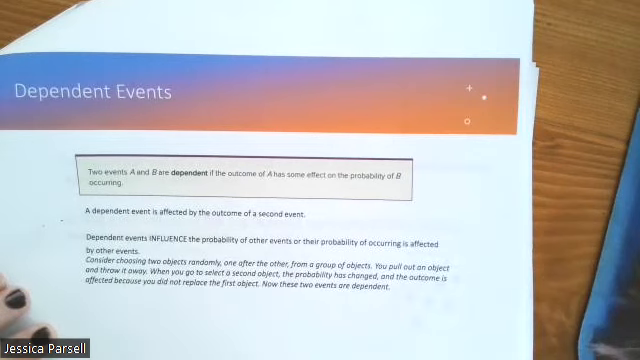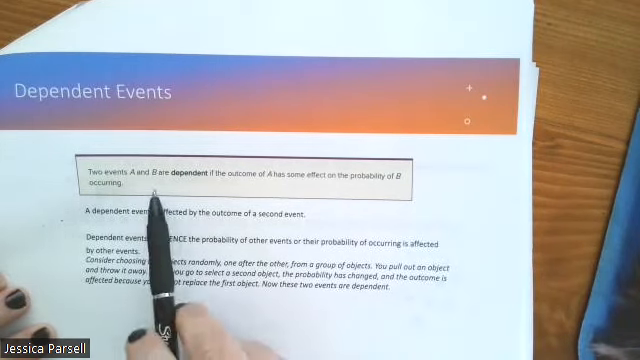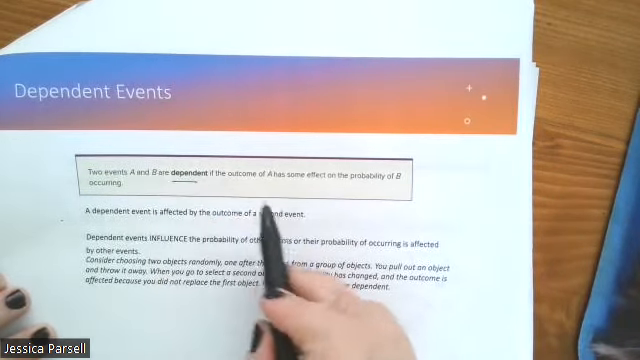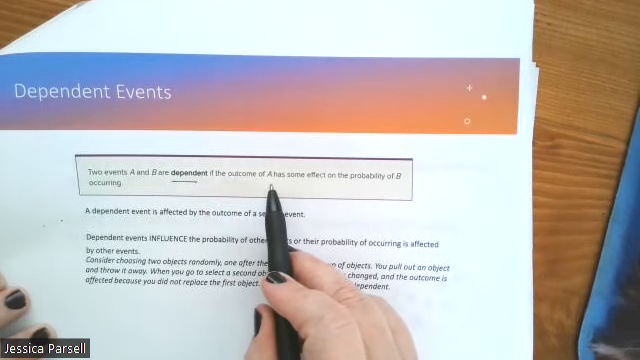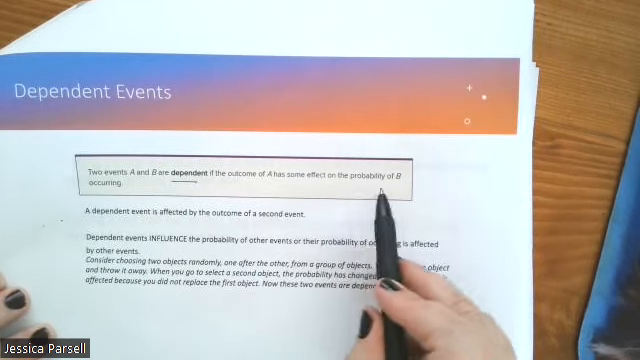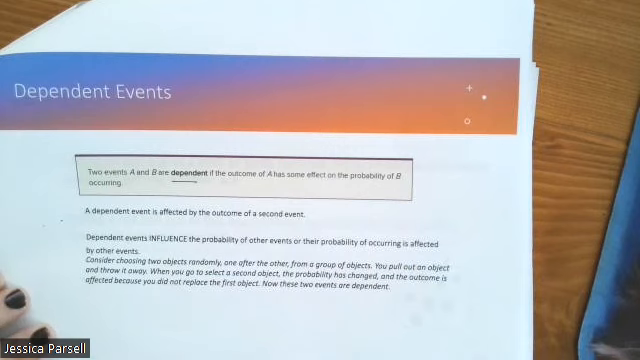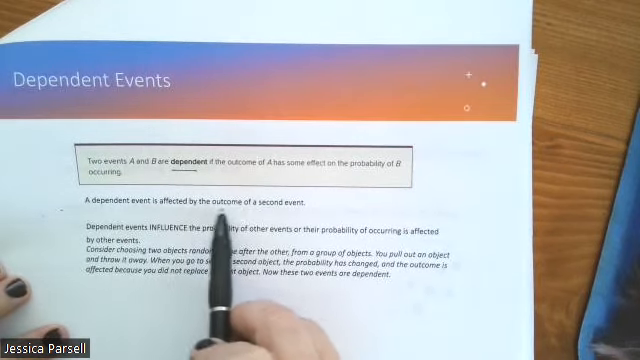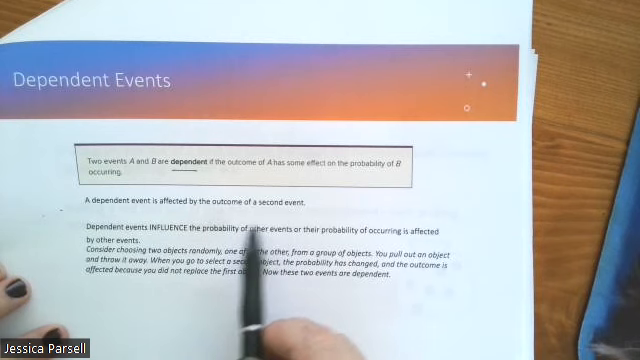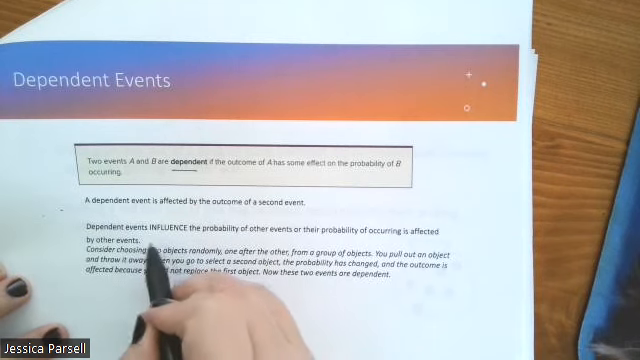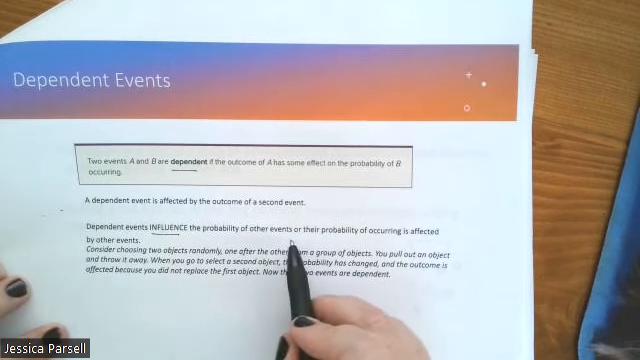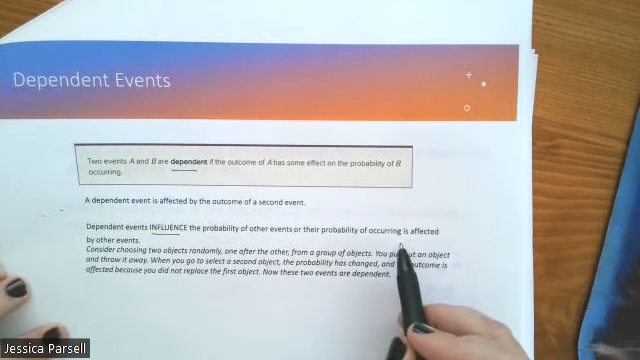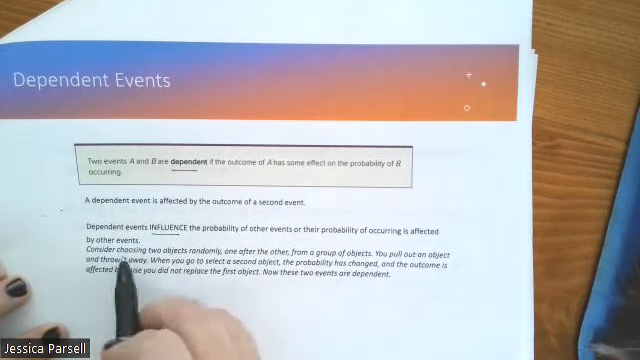Okay, let's talk about dependent events. Two events A and B are dependent on each other if the outcome of event A has some sort of effect on the probability of event B happening. Another way to think about it is a dependent event is affected by the outcome of a second event. Dependent events influence the probability of other events occurring. It's affected by other events.